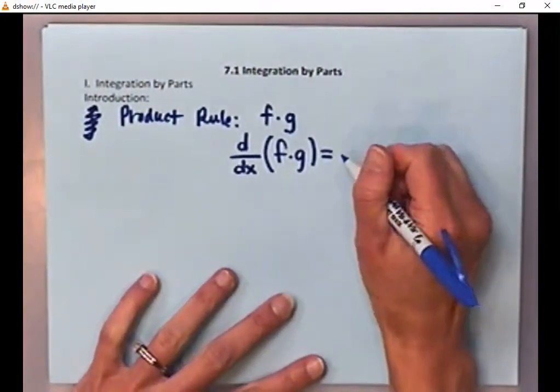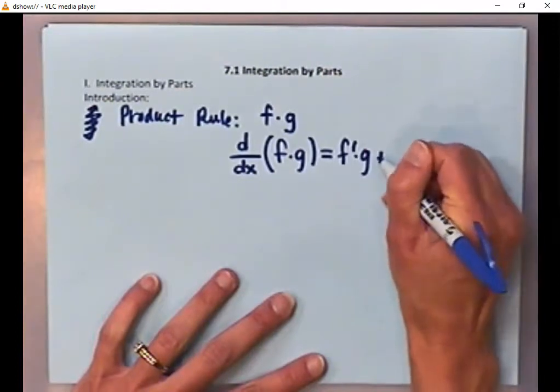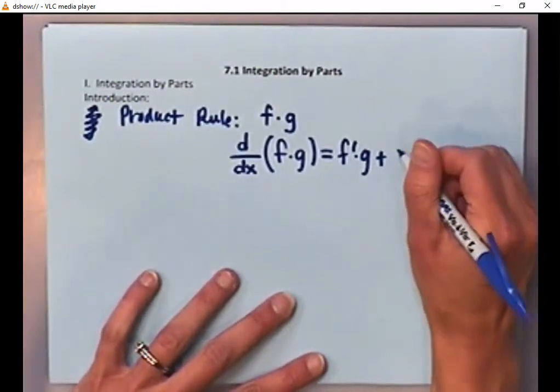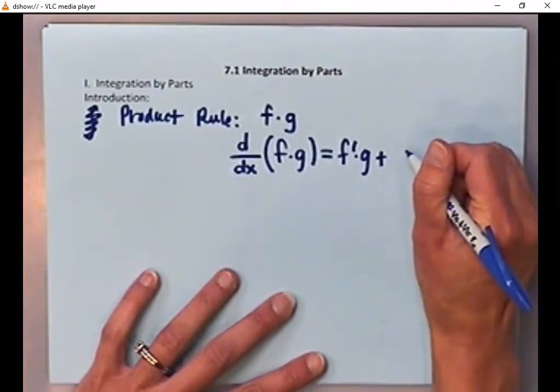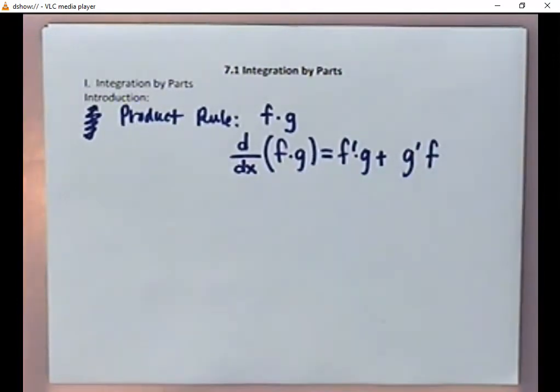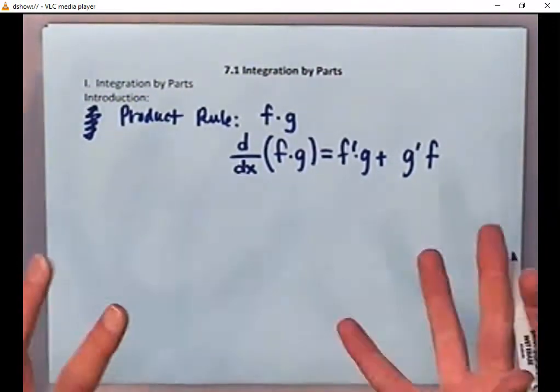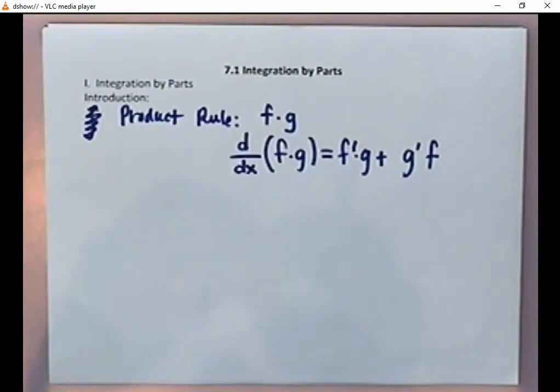First times the second plus the second times the first. Okay, so the derivative of the first times the second plus, what did you say? Right. Did everyone learn it that way? f prime g plus g prime f? Sometimes you can mix those around, so you may have learned it in a different order, but that's what we're going to be looking at here.